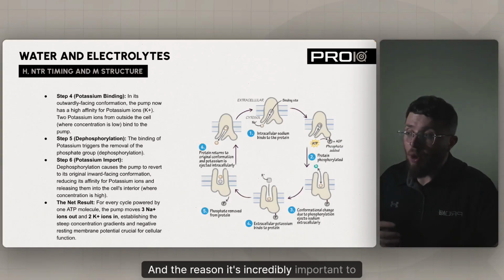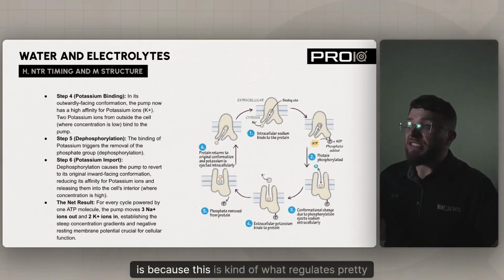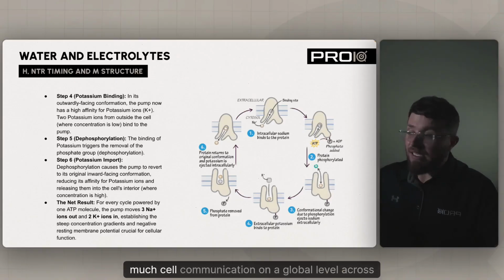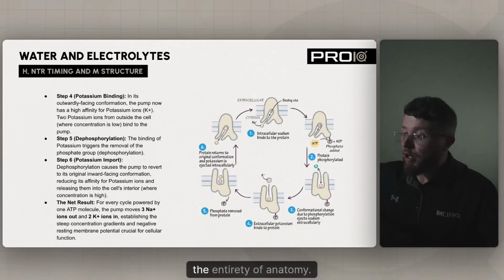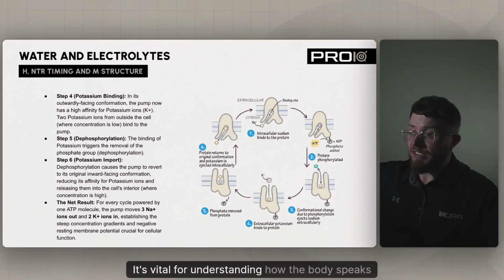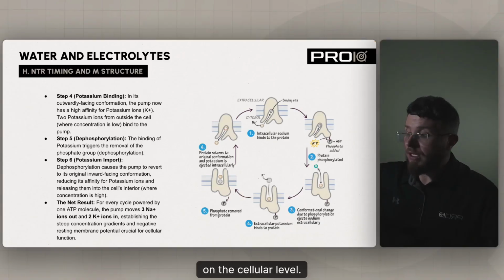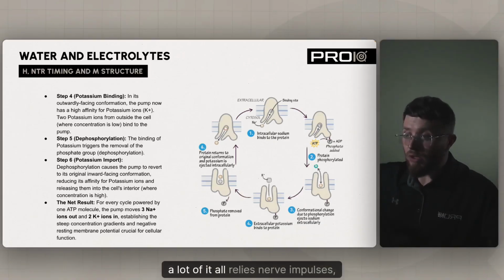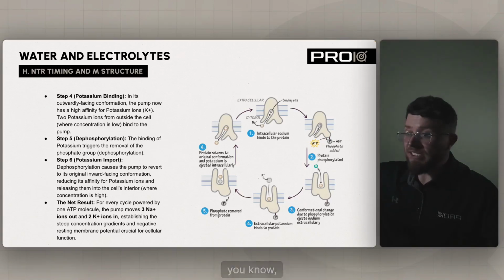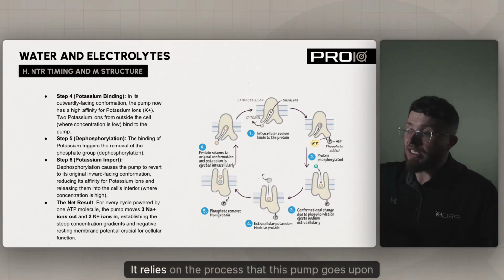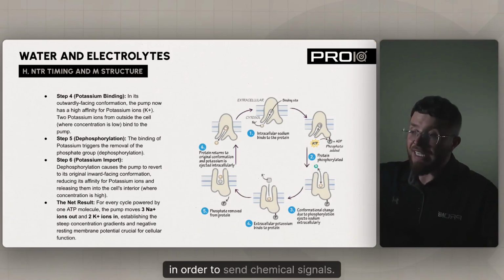And the reason it's incredibly important to understand this information is because this is kind of what regulates pretty much cell communication on a global level across the entirety of anatomy, and it's vital for understanding how the body speaks on the cellular level. Contraction, cell-to-cell communication, metabolic regulation, nerve impulses, a lot of it all relies on this pump. It relies on the process that this pump goes through in order to send chemical signals.